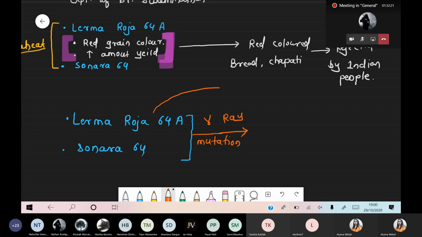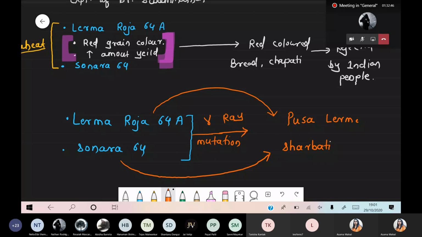इसका नाम चेंज हो गया. After the mutation, इसका नाम हो गया Pusa. Pusa is the name of the institute where such type of mutation process is carried out. So it is converted into Pusa Lerma, and that Sonara 64 is now converted into a new name, that is Sharbati Sonara. Species same है, but now what happened?